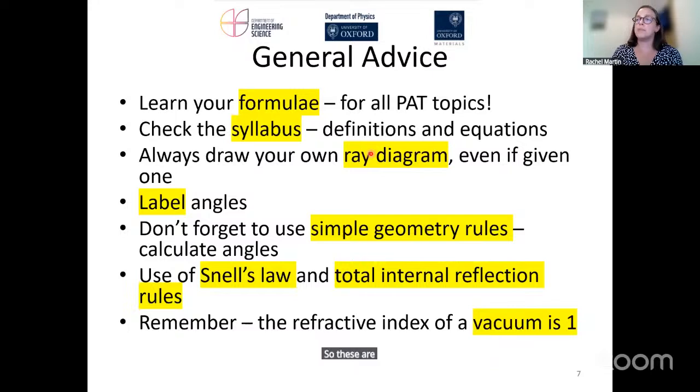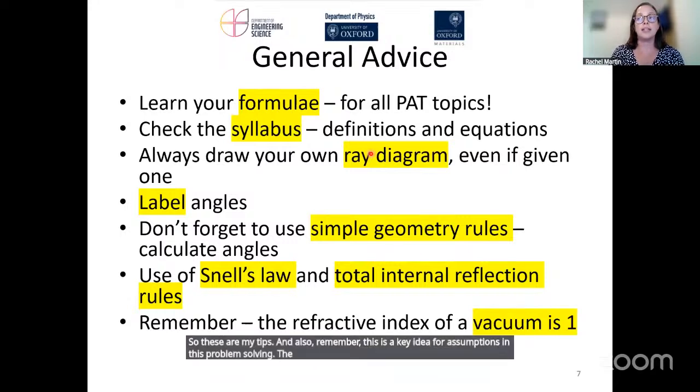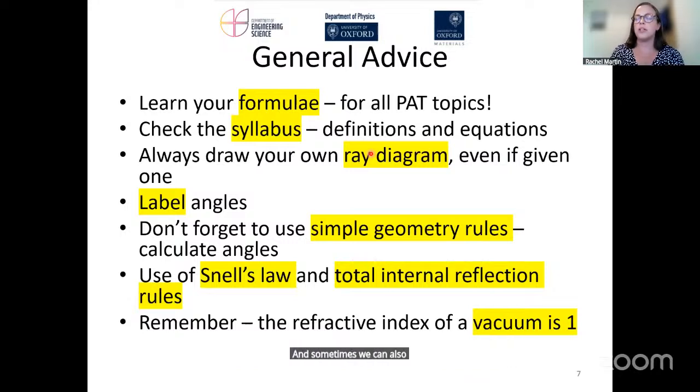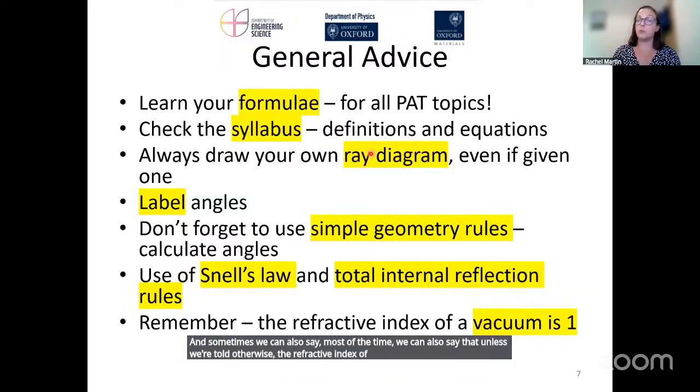So these are my tips. And also remember, this is a key idea for assumptions in this problem solving. The refractive index of a vacuum is 1. And sometimes, most of the time, unless we're told otherwise, the refractive index of air is also 1.